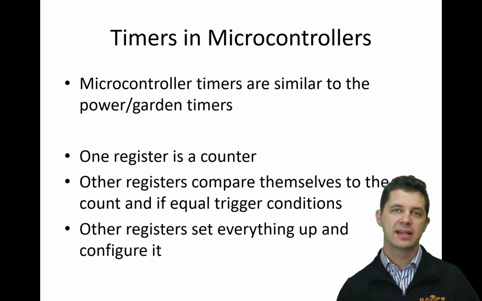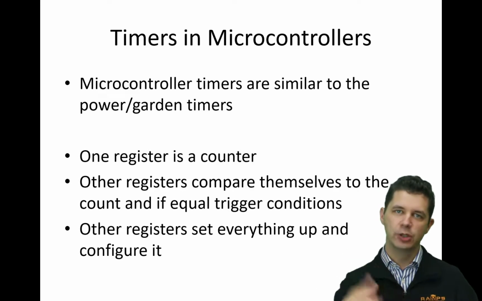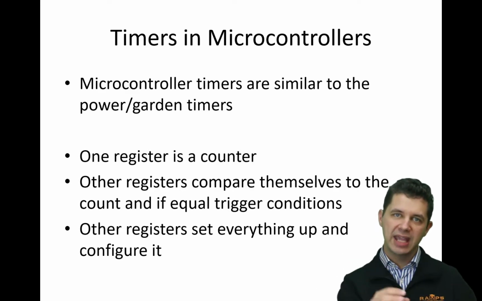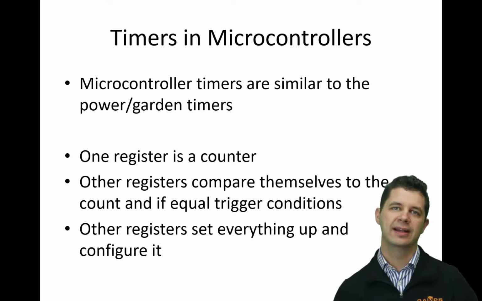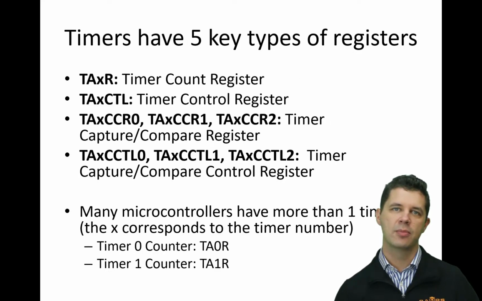And basically, we use some registers, we poke some values in those registers to set it all up. And once we've set it up, it just works by itself. We don't need to poll and continually check over and over if our timer value is equal to something. It will just happen for us. It'll do it automatically. So that's one of the beauties of using timers.